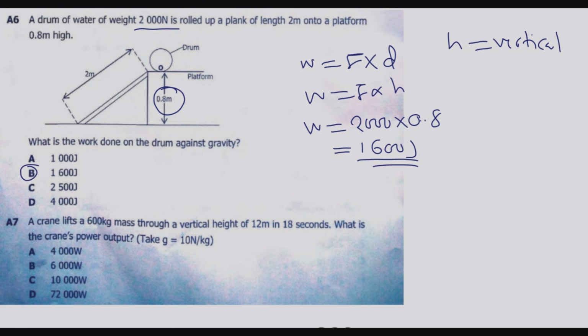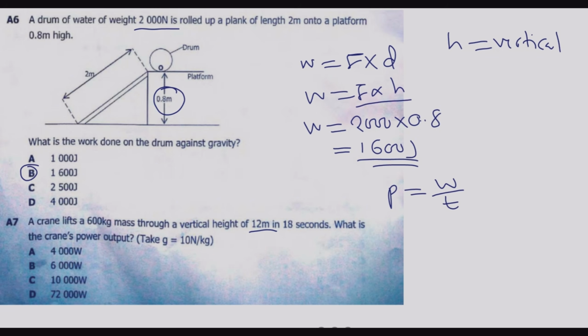Number 7, a crane lifts a 600 kg mass through a vertical height of 12 meters in 18 seconds. So 12 meters in 18 seconds. What is the crane's power output? So power is given by work done divided by time. So similarly, work done in this case is the same as force times height.